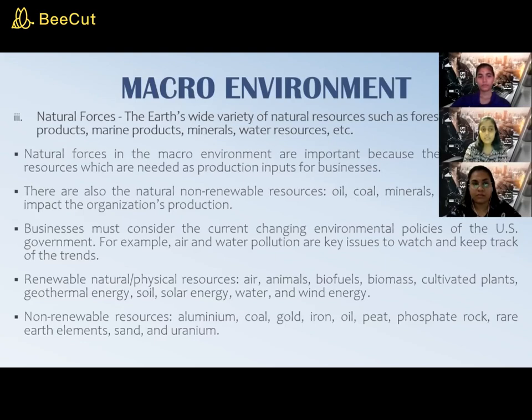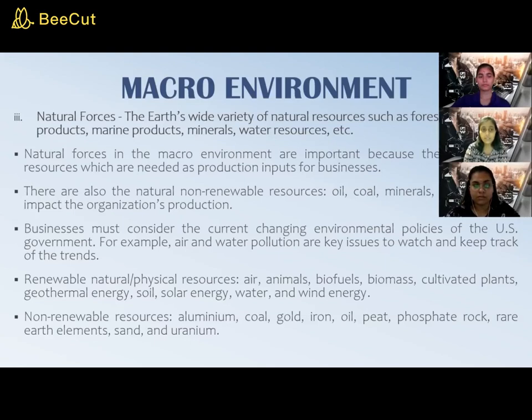Businesses must consider the current changing environmental policies of the US government. For example, air and water pollution are key issues to watch and keep track of the trends.